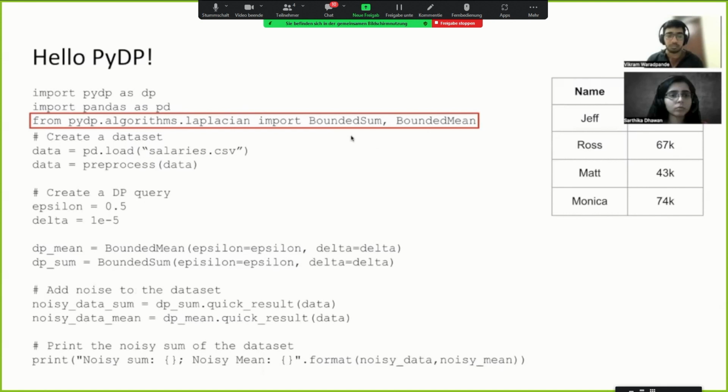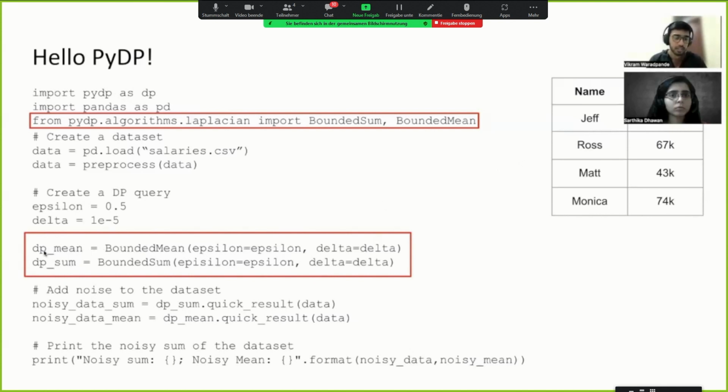So simply put, the bounded sum from the Laplacian submodule is trying to find the sum wherein the noise is of the form Laplacian. Similarly, mean is also trying to find the mean, but adding Laplacian noise on top of that. Now, how we use this is as follows.